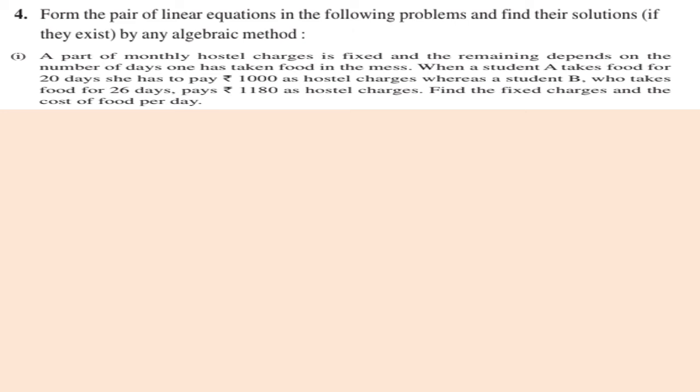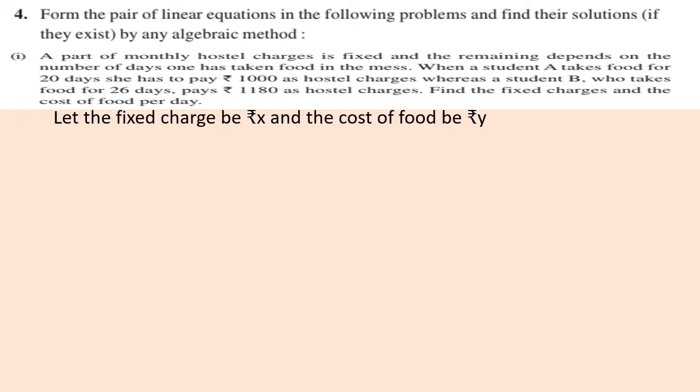Here the mathematical situation is given. You have to find the unknowns. Here the two unknowns are the fixed charge and the cost of food per day. So you are taking the variables x and y as, let the fixed charge be rupees x and the cost of food be rupees y.